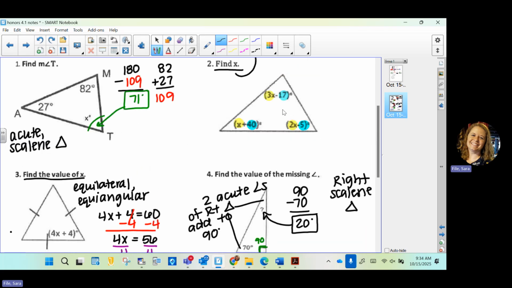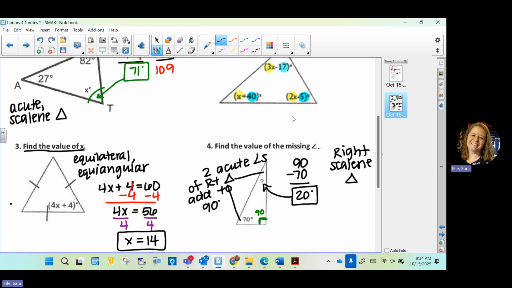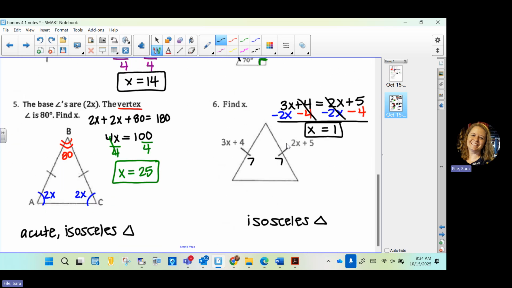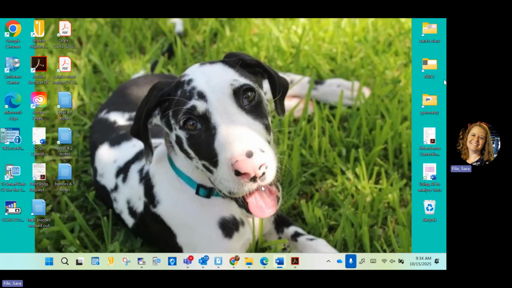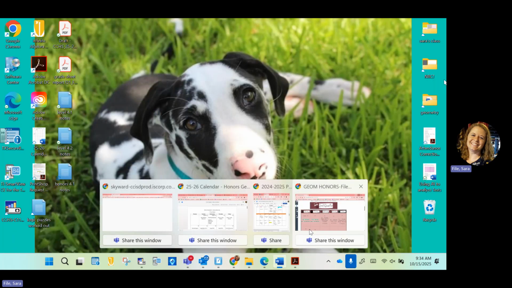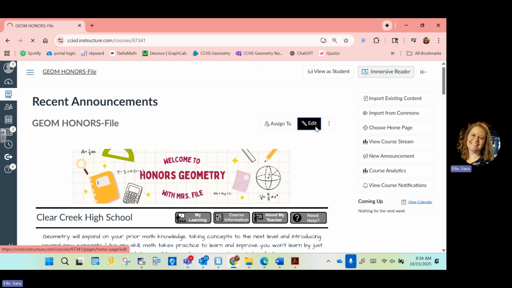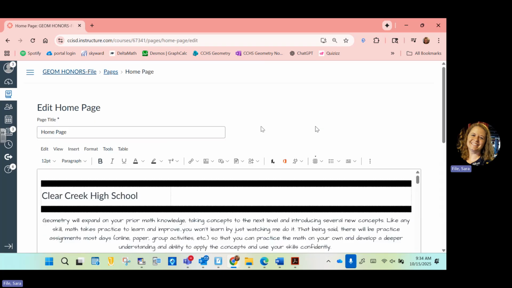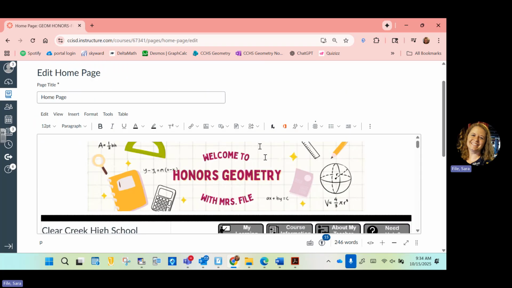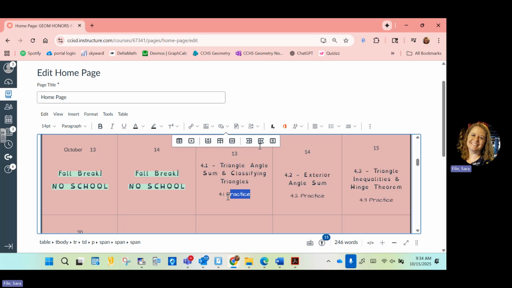The only one we didn't classify was this one because we're not going to go back and plug that x in. Any questions? Okay, so like I said, our practice is in Canvas because Delta Math didn't have much on this. Let me link the calendar to it.